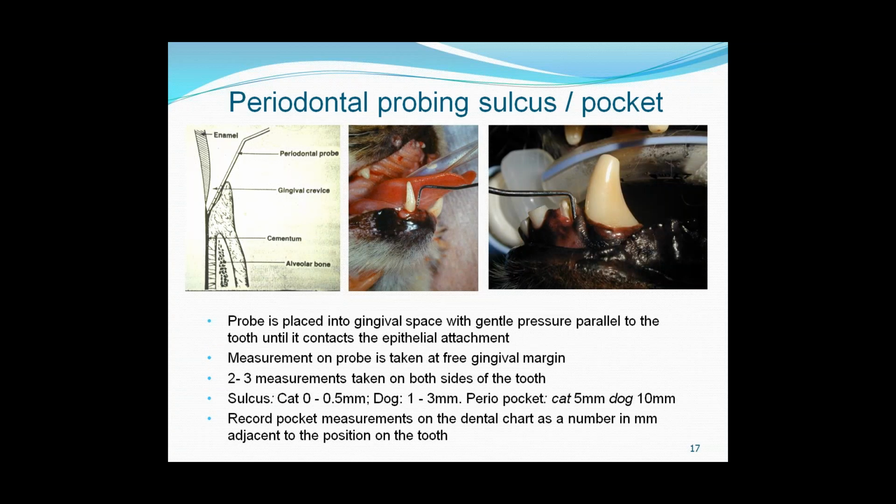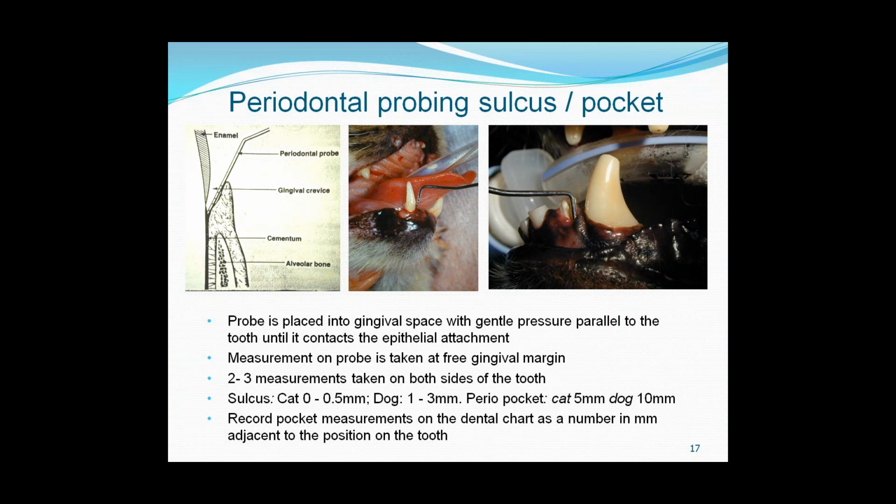The probe is used by placing it into the sulcus or into the pocket. So underneath the gum or between the gum and the tooth, down into the periodontal sulcus or the pocket, as you can see on the left-hand diagram here. The probe is being placed into that space, far enough until the tip of the probe reaches the epithelial attachment. The epithelial attachment is the point where the gingiva attaches to the tooth, in this case just below the cemento-enamel junction. You then take a measurement from the free gingival margin and that will give you the depth of the sulcus or the depth of the pocket.